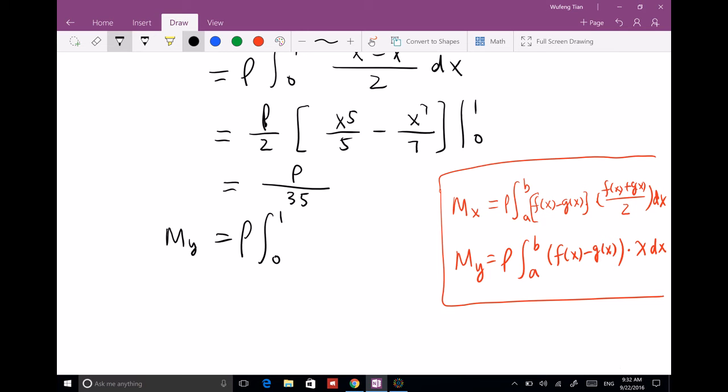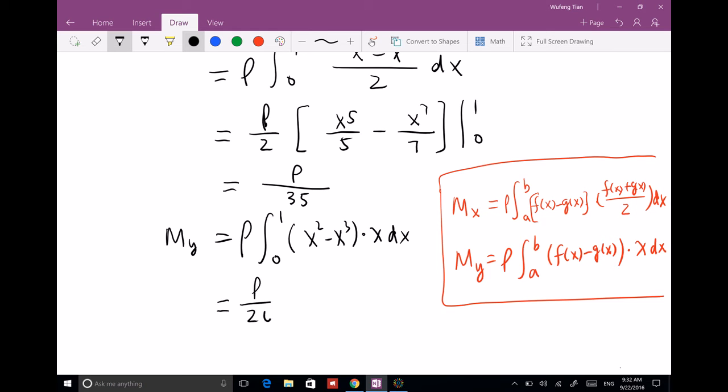And then F of x minus g of x, so it's x squared minus x cubed, perfect, times another x and dx. So what's your final answer? 1 over 20 rho. Yeah, rho over 20, very good.